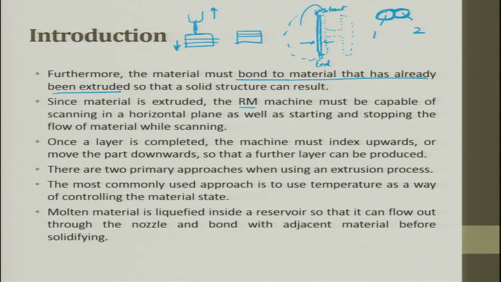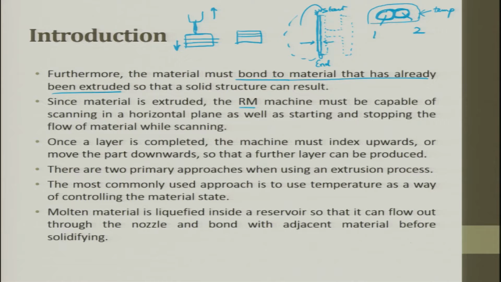So if I have to slow down the solidification process, then what I do is I use an ambience around it and try to maintain a temperature in the ambience. When I start maintaining the temperature in the ambience, then the extruded layer and the just extruded layer will try to join with each other and form a layer or a road completely in a plane. Molten material is liquefied inside a reservoir so that it can flow out through the nozzle and bond with the adjacent material before solidifying. Okay.